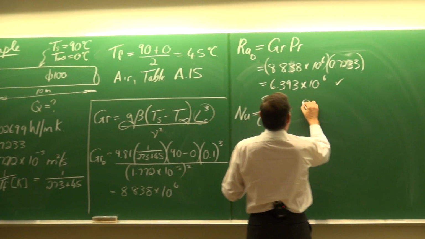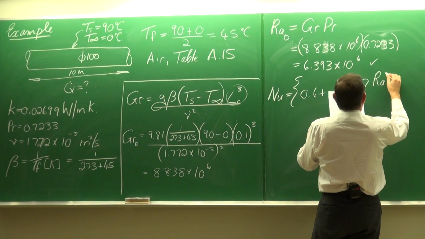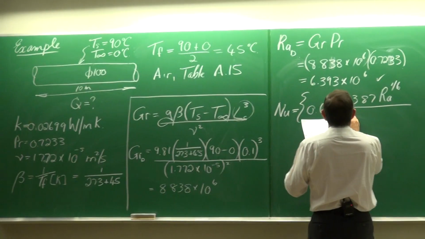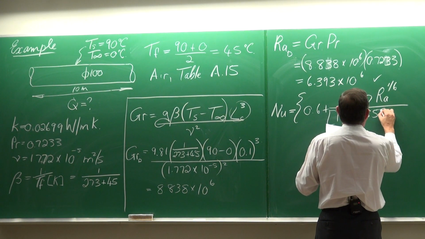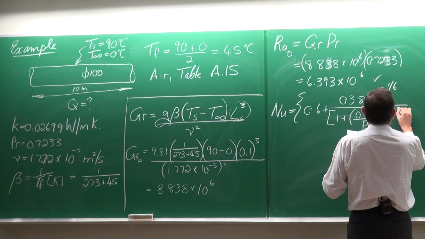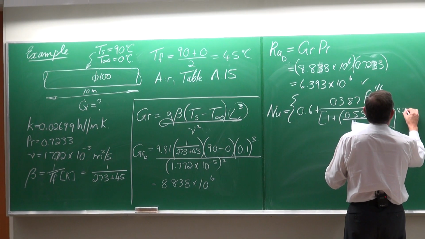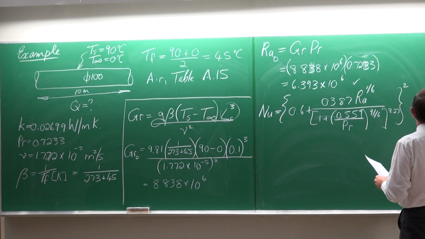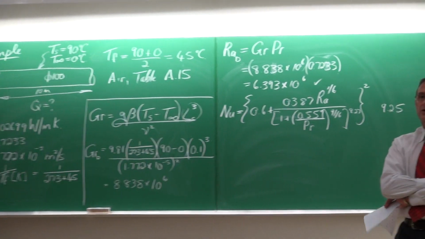0.6 plus 0.387 multiplied by the Rayleigh number to the 1/6, divided by 1 plus 0.559 divided by the Prandtl number to the 9/16, and then everything to the 8/27 and everything squared like that. And that is equation 9.25 in your textbook or in the table. Equation 9.25.